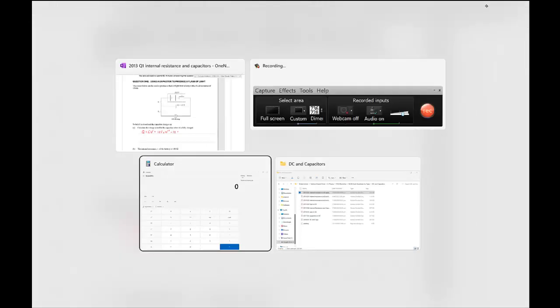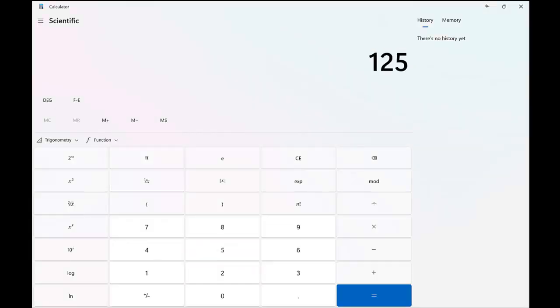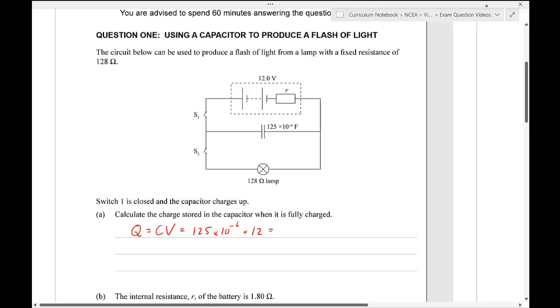Okay, so we can work this out. 125 times 10 to the minus 6 times 12 is 1.5 times 10 to the minus 3. Okay, 1.50 times 10 to the minus 3 coulombs.